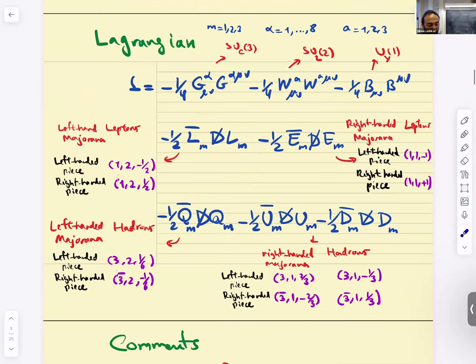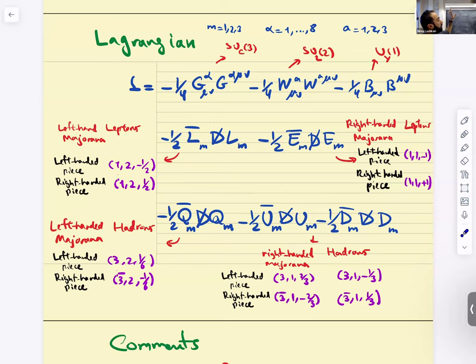All right, the Lagrangian. The Lagrangian, of course, has the usual terms: Yang-Mills terms for SU(3) color, SU(2)_L, and U(1) hypercharge. Then there is the left-handed stuff here, and these are the right-handed stuff. Left-handed leptons, right? And these are the right-handed leptons. Because these are Majoranas, they come in a left-handed piece and a right-handed piece. Here's the left-handed quark and the right-handed quarks, Majorana, right? Hopefully the representation theory is clear. Any questions? I'll repeat this several times. So this is the Lagrangian before the Higgs, right?